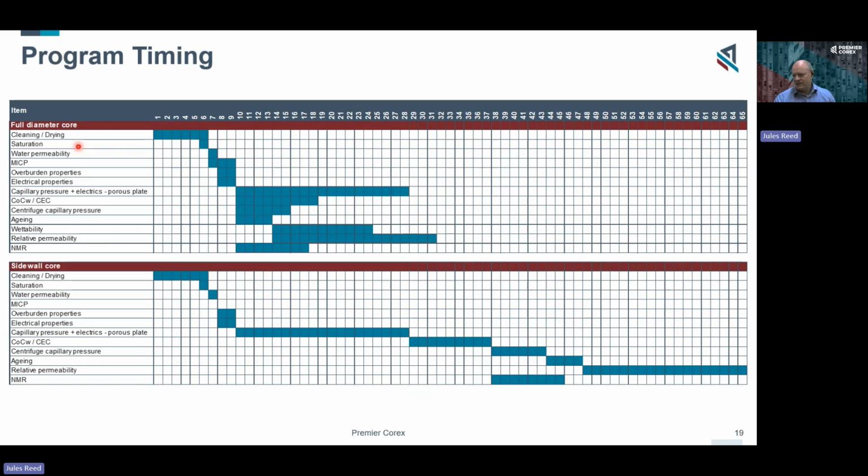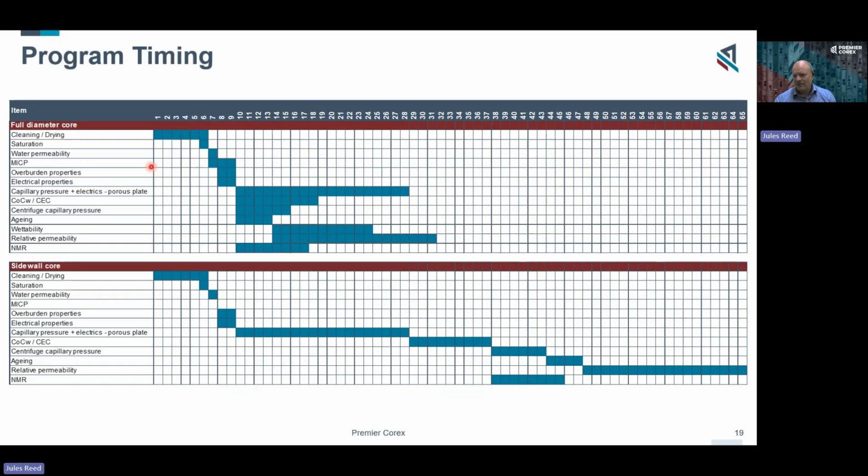So what I'm showing here at the top is the number of weeks for a standard special core analysis program using standard full diameter core samples. We have an initial preparation period. We've got cleaning and drying, saturation, standard permeability. Then you might do some mercury injection capillary pressure, which gives you pore size distribution, gives you lots of information very early on about the core, but is contaminated by mercury.